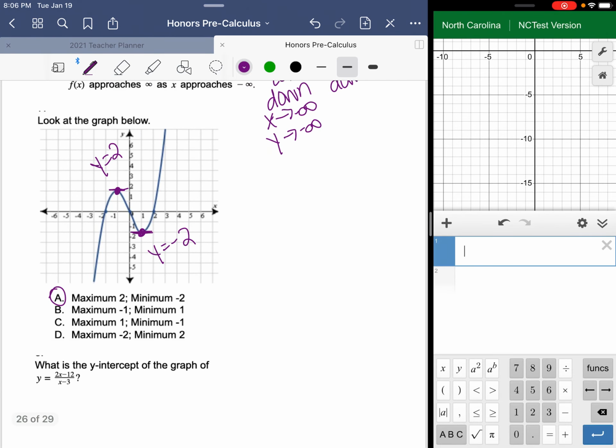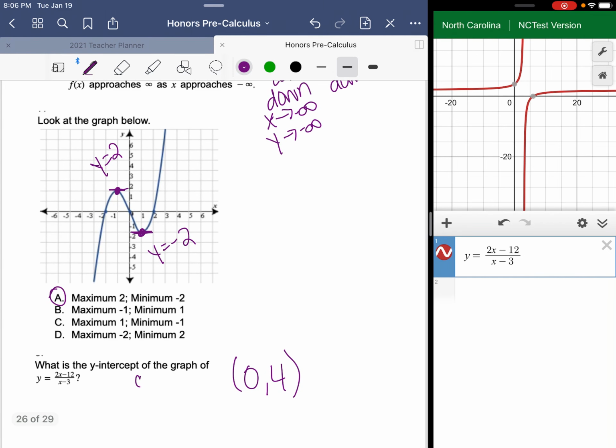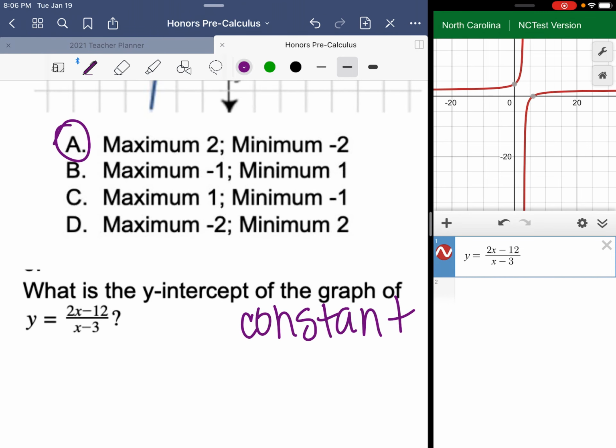All right, y-intercept. The easiest way to do this is to do it graphically. The other option I'll show you in just a second. So we're going to look at our graph and see where it crosses the y-axis, and we see that it crosses at (0, 4). Your other option is that your y-intercept is always going to be your constant values. So I have two constants in this problem, which are negative 12 and negative 3. So negative 12 divided by negative 3, positive 4, is my y-intercept.